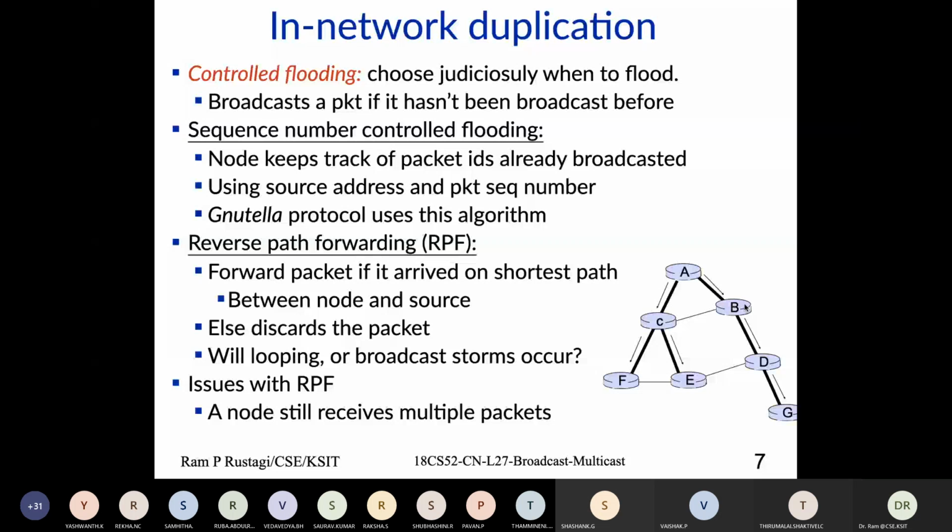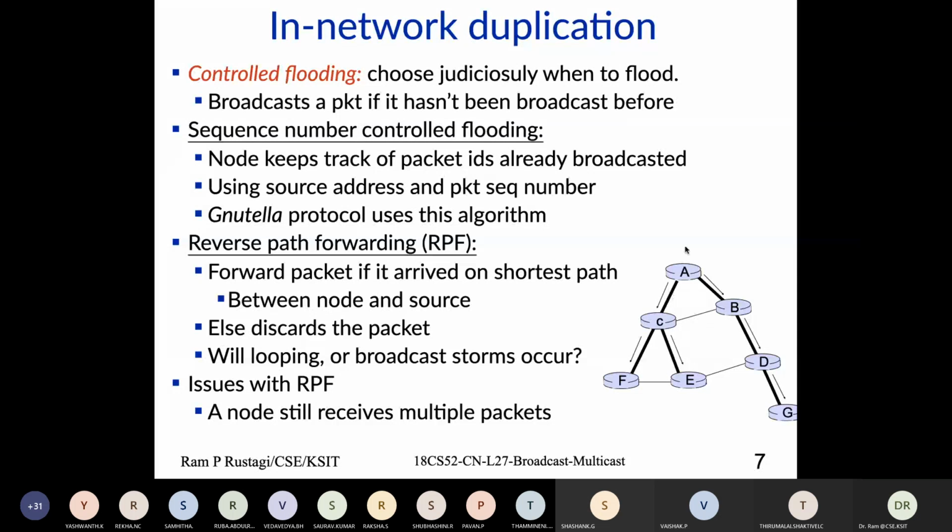Now, when C forwards to E, E received 1 copy. When C forwards to F, F has received this packet on the shortest path to A, because the shortest path to A is A to C and C to F. So when F receives it, F is receiving the packet on the shortest path to A, so F also forwards to E. So E receives a second copy.